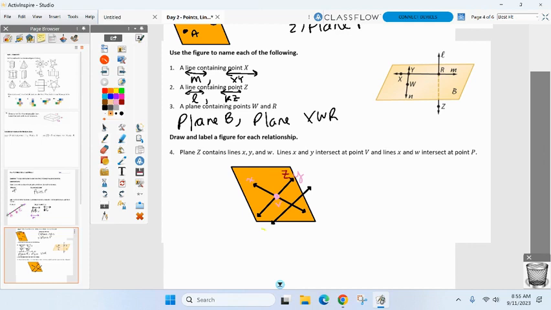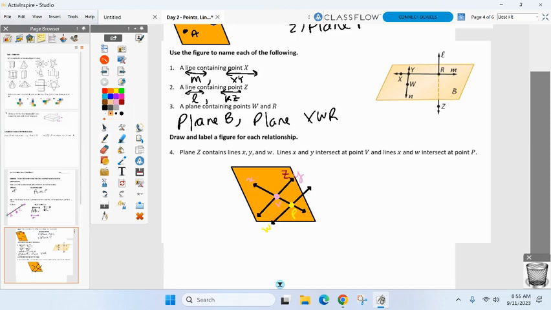So this was called line W. That's got to go near the arrow. And it intersects at a point called P. All right. Again, it doesn't have to match mine. And if your lines go past the plane that you drew, that's okay too, because remember, planes go on forever.